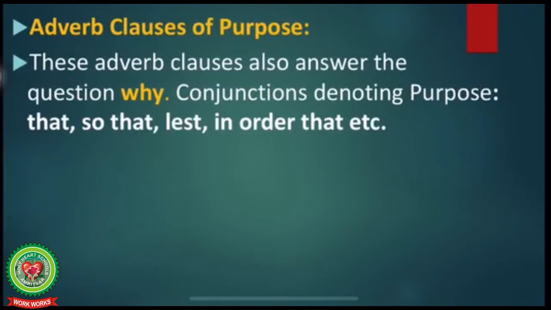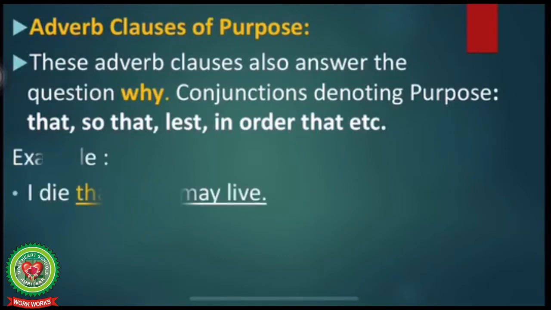Now students, coming up to adverb clauses of purpose. These adverb clauses also answer the question why. Conjunctions denoting purpose are that, so that, lest, in order that, etc. Now students, remember one thing: with the conjunctions that and so that, we use the helping verb may or might depending upon the tense. And with the conjunction lest, the helping verb used is should, right? So let us look at the examples.